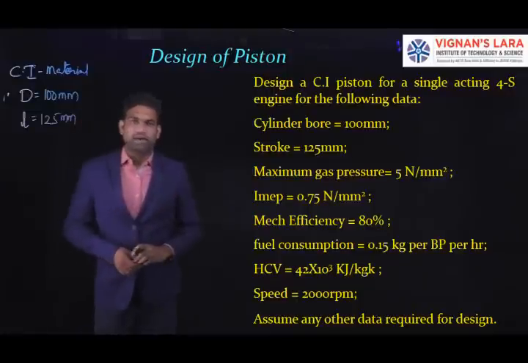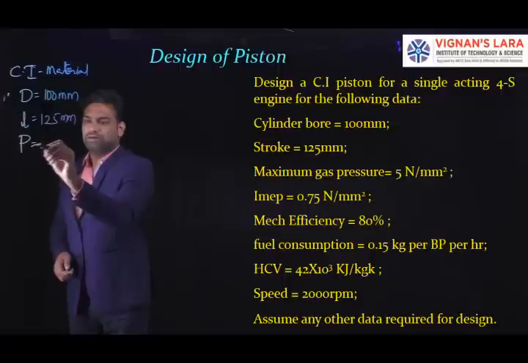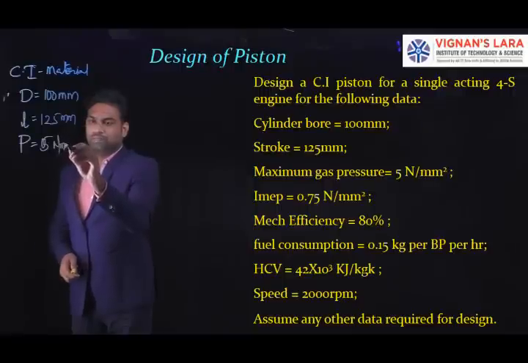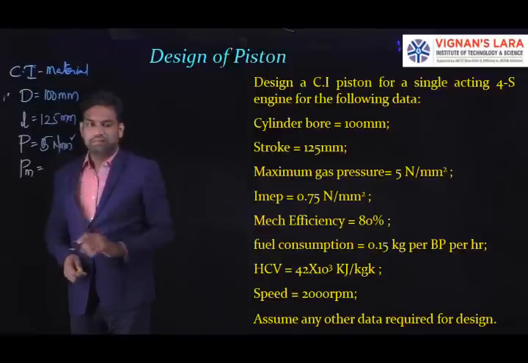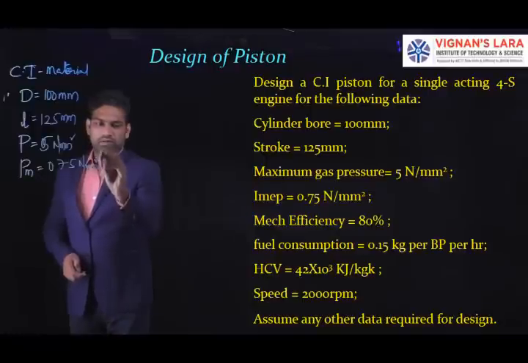And then the maximum gas pressure is given. We have denoted the maximum gas pressure with capital P, and it is 5 Newton per mm square. And the indicated mean effective pressure, denoted by PM, is 0.75 Newton per mm square.